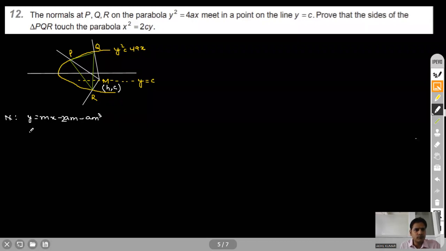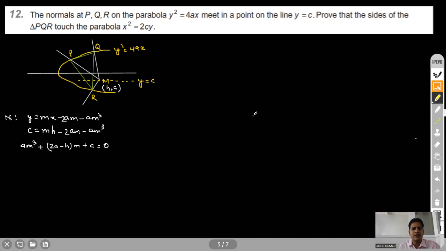So this will be c = mh - 2am - am^3. Okay, so let me make it as a cubic in m. This will be am^3, and then (2a - h) times m. I'm bringing all the things to the left hand side. So am^3 + (2a - h)m + c = 0. Is it okay?